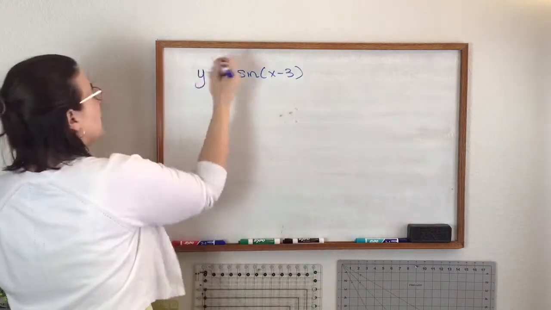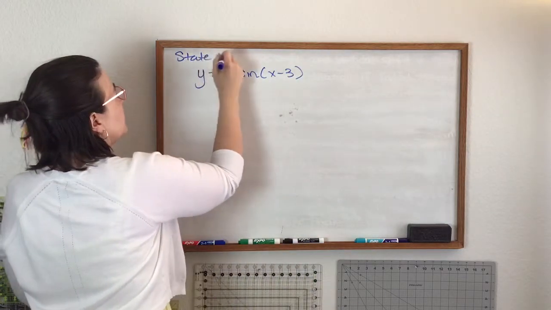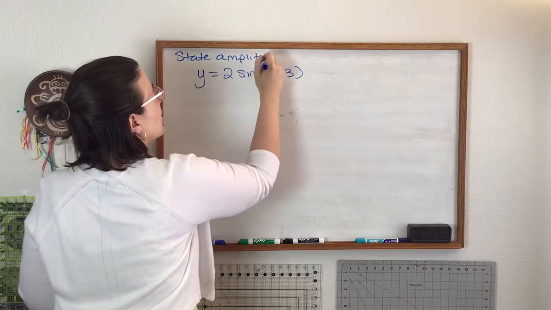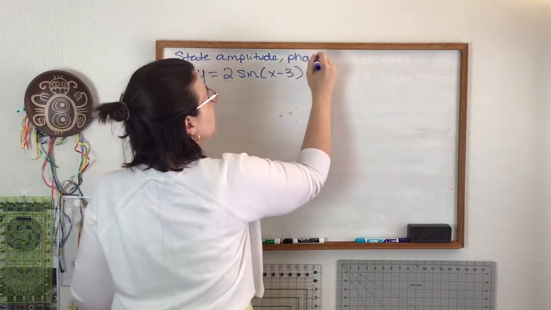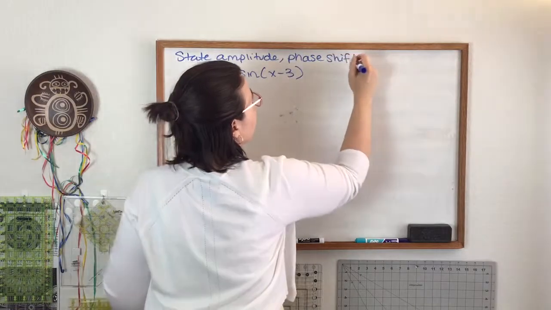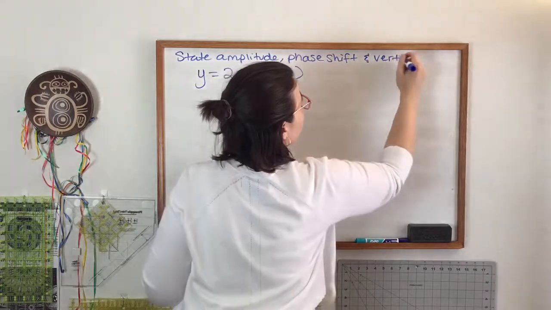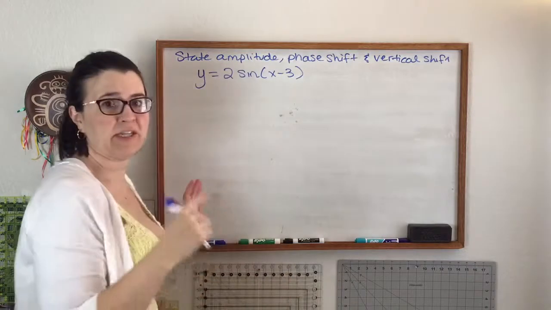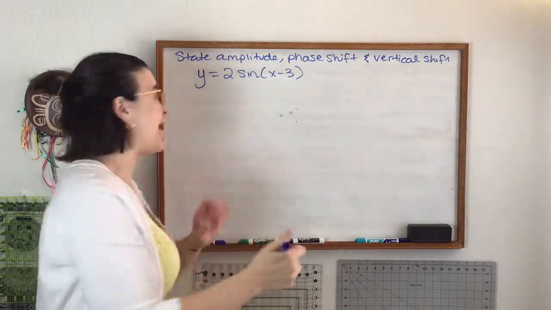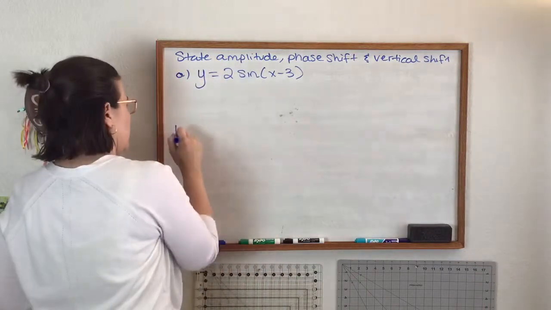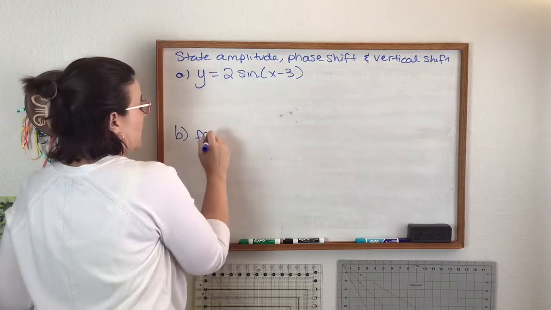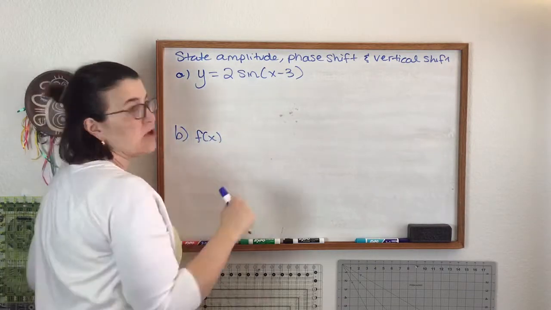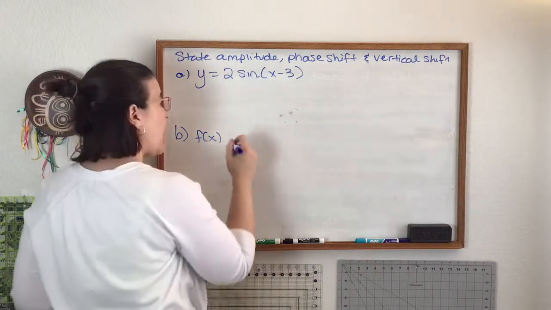Okay. So let's say I have the equation. So I'll do a couple of them. So state amplitude, phase shift, and vertical shift. And what I'm going to do with these also is, after I state them, I'm also going to explain what they do, or write what they do to the graph. I'm also going to throw in some f of x, just so that you've seen them and you remember f of x just means y.